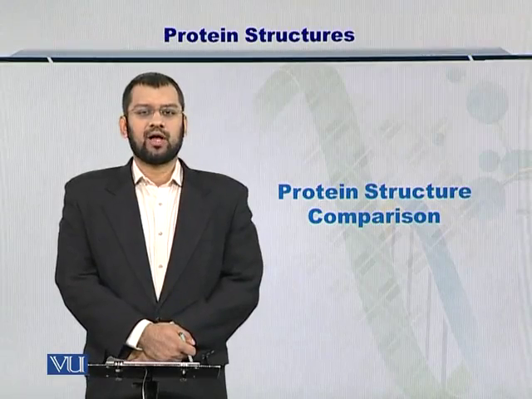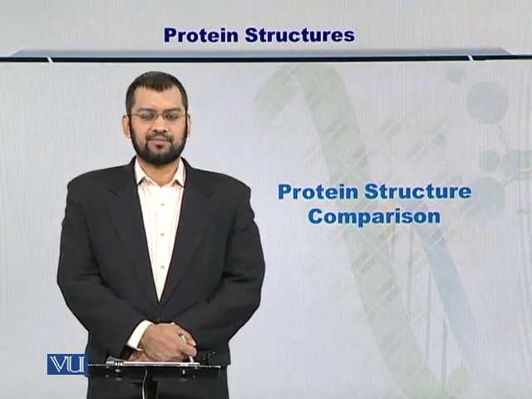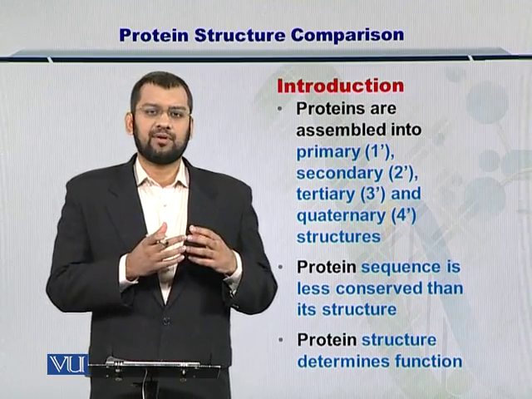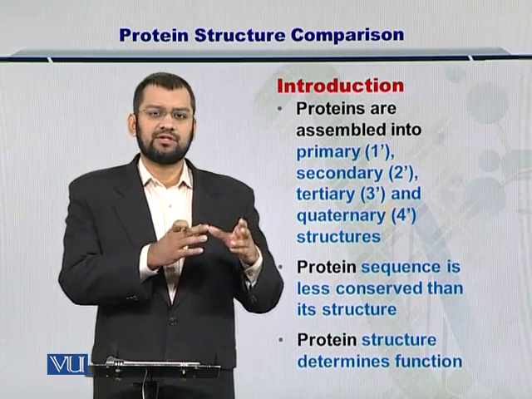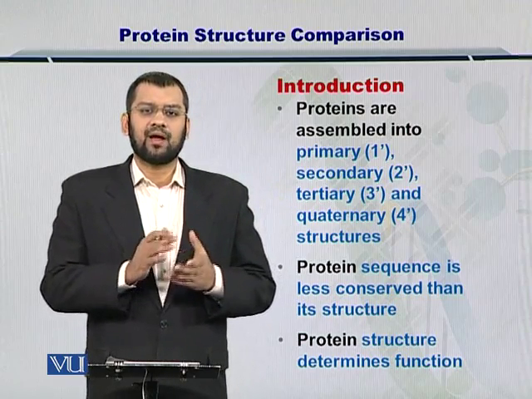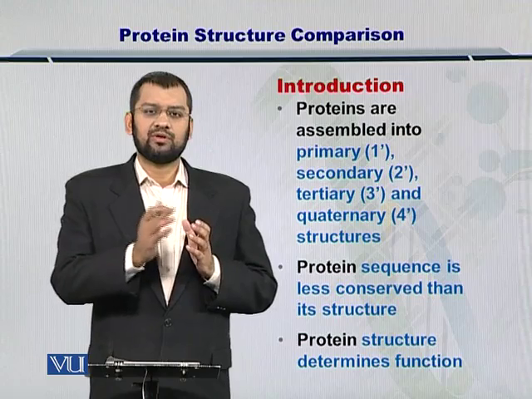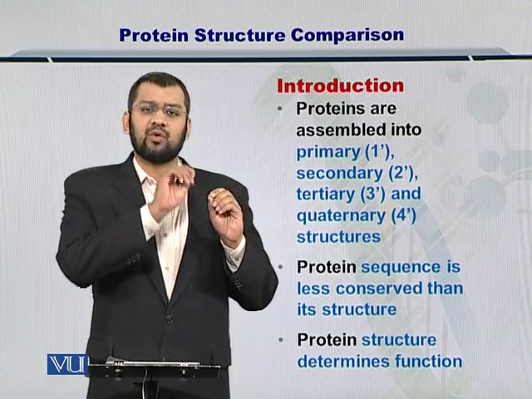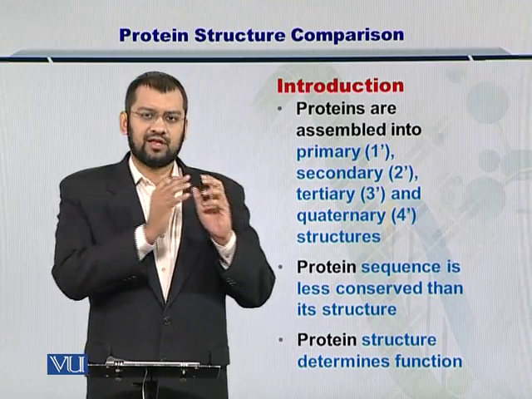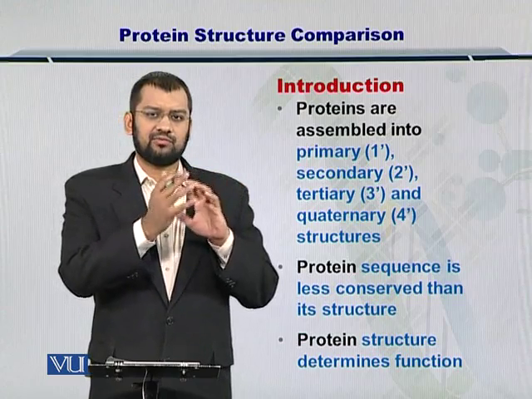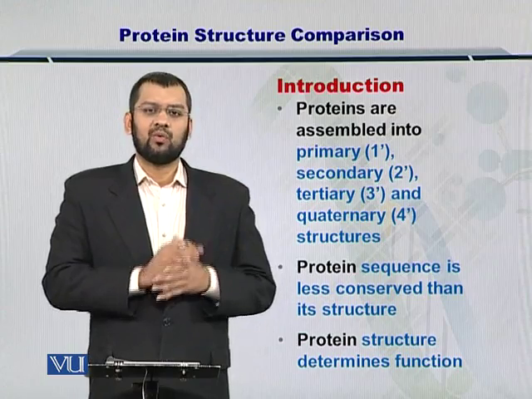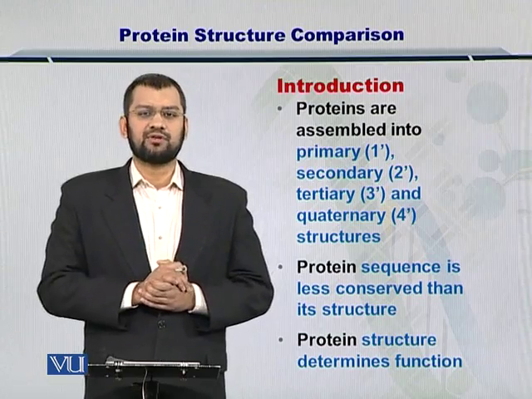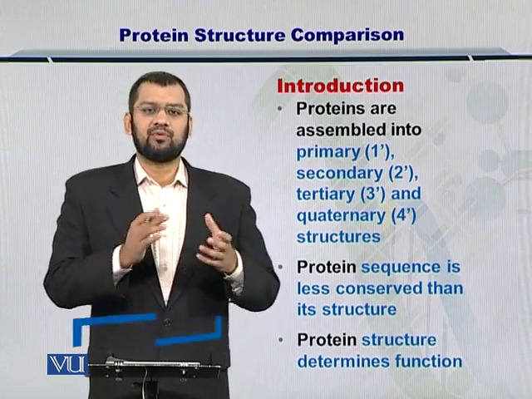Dear students, in this module, I'm going to talk about the protein structure comparisons. You know that the proteins are progressively assembled into primary, secondary, tertiary, and quaternary structures. The primary structure is the amino acid sequence in the protein, while the secondary structure is the chain of amino acids when it gets folded onto itself, taking the shapes of alpha helices, beta sheets, loops, and coils. The tertiary structure is essentially a combination of the secondary structures, and the quaternary structures, of course, are the combination of different proteins interacting together.